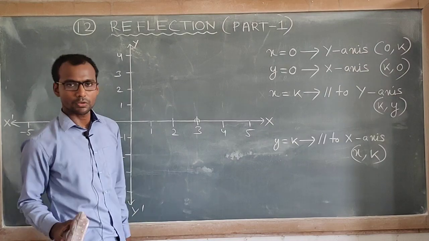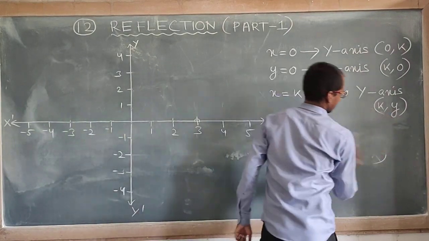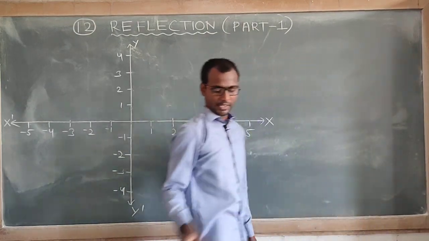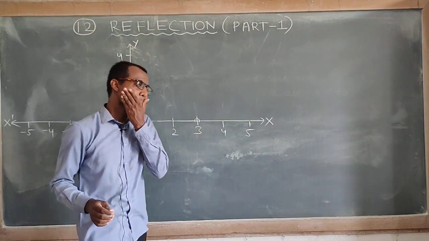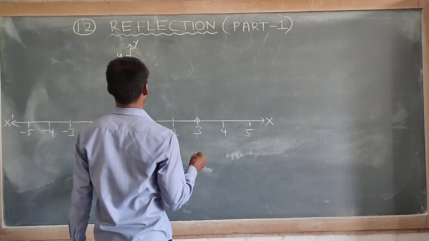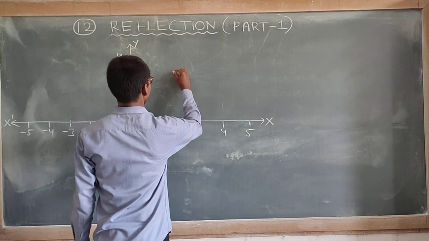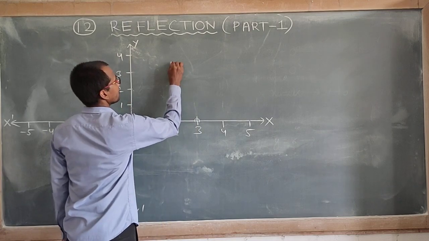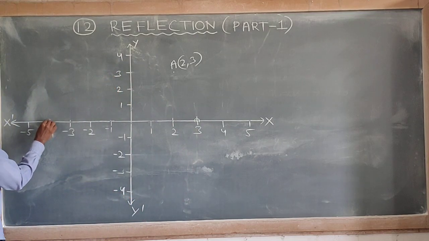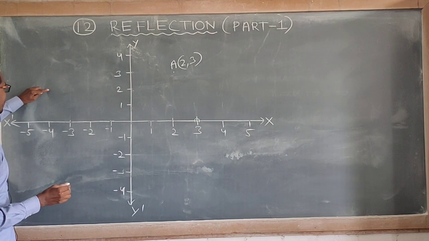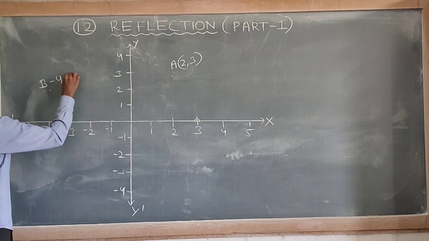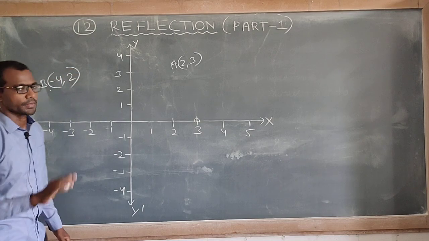Ready? Now let us go for reflection, the chapter. Let us plot some points. Suppose A is 2, 3, and this is B, minus 4, 2. I am taking 2 points only.